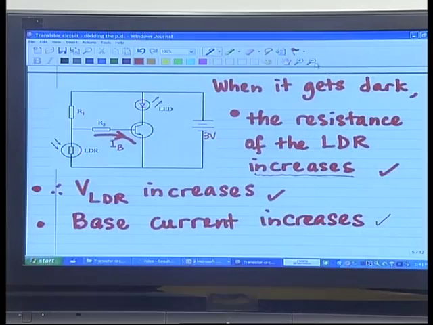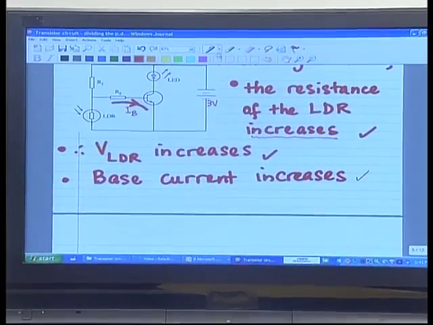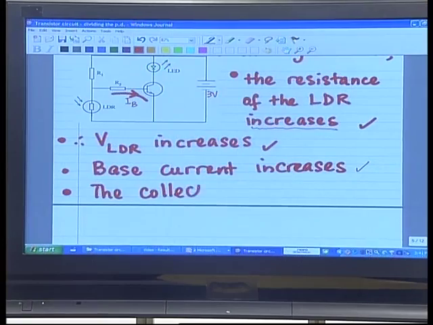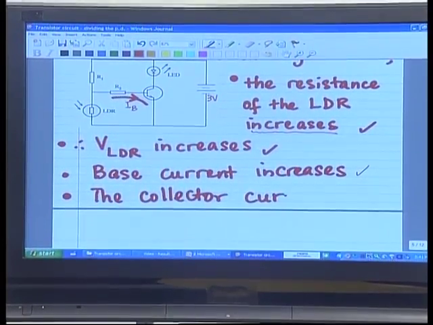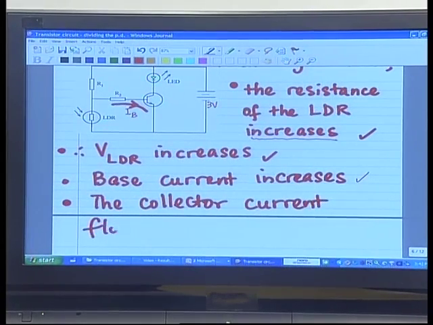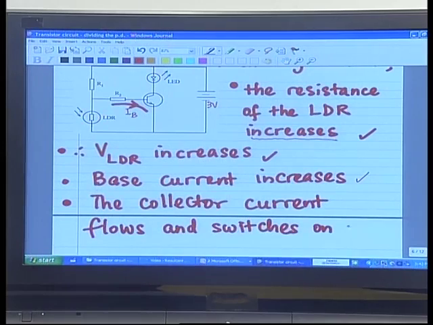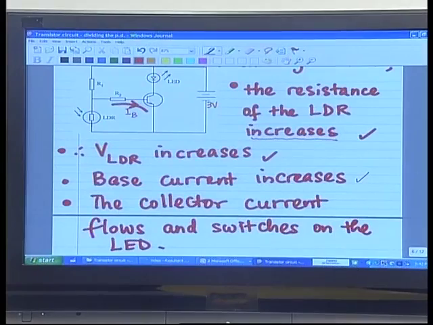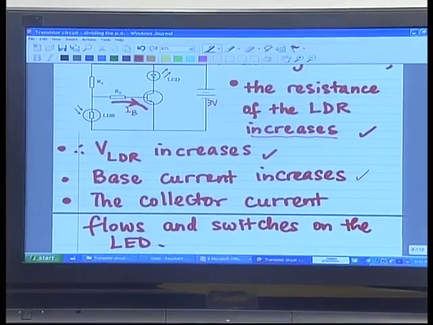And when all this happens, what we get is that finally the collector current flows. The collector current flows, and switches on the bulb. On the light emitting diode. So basically, these are the main points that we need to write, that we need to understand.